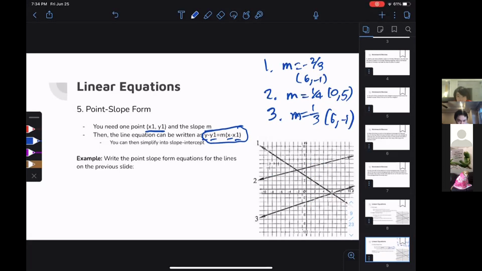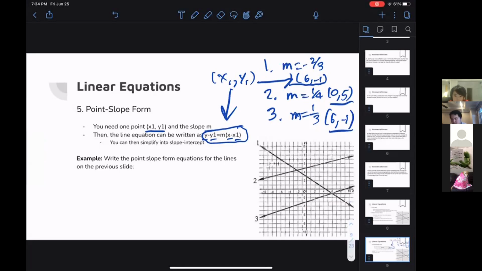We'll give everybody a couple minutes for this. And if you're a bit confused, maybe treat these coordinates that I gave you as x1, y1 in this. And private chat me your answer when you're done.